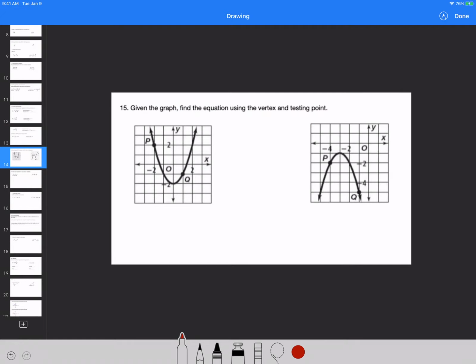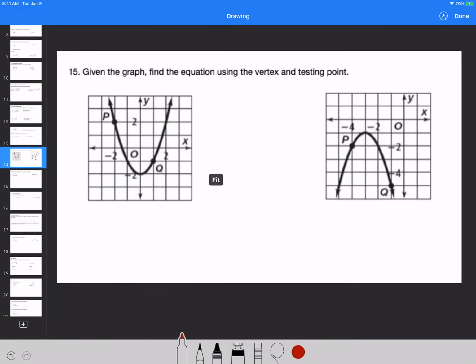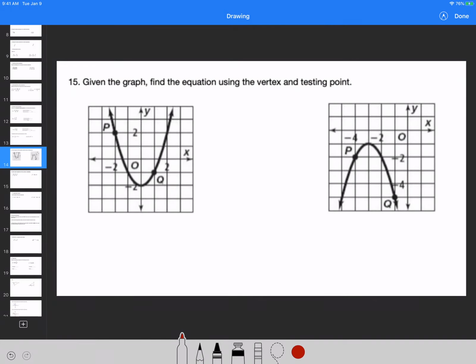All right, next question. Slide number 14, or question number 15. Given a graph, find the equation between the vertex and the testing point. We did this a long time ago with the basketball shot. So the vertex here is indicated at 0, -2. And for the testing point, you can use either P or Q, it doesn't matter. I like to use Q because it might be easier. That's 1 and -1 right there.